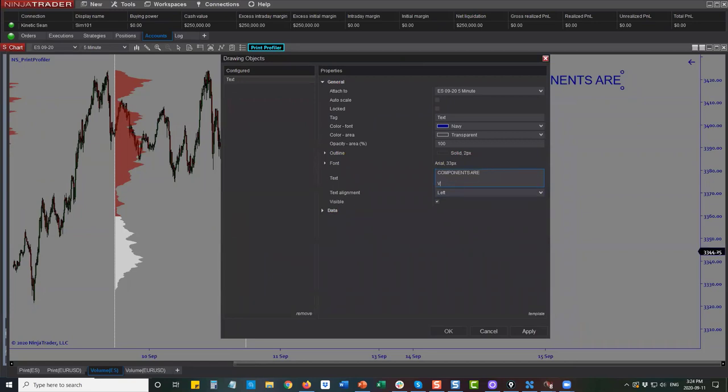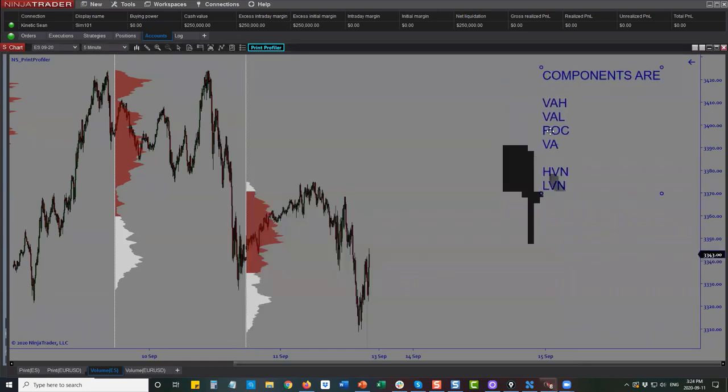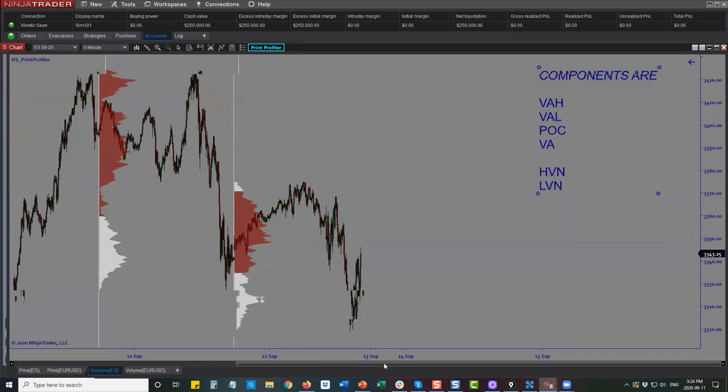you've got the value area high, the value area low, the point of control, the value area, okay? And then the two most important things you want to understand are high volume nodes and low volume nodes, okay? So we're going to talk about these things here. We're going to talk about this for a second.